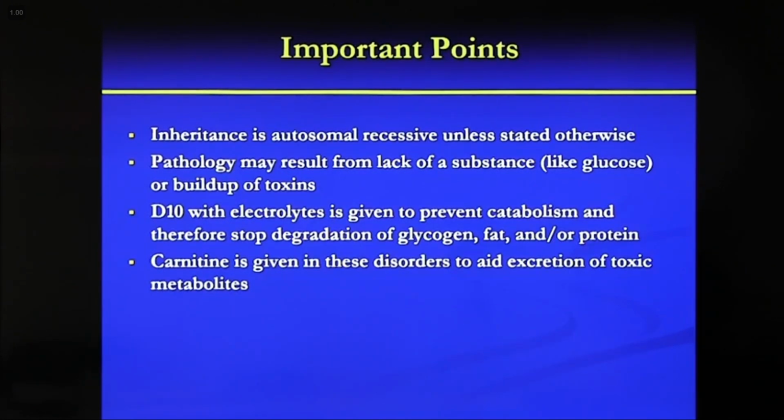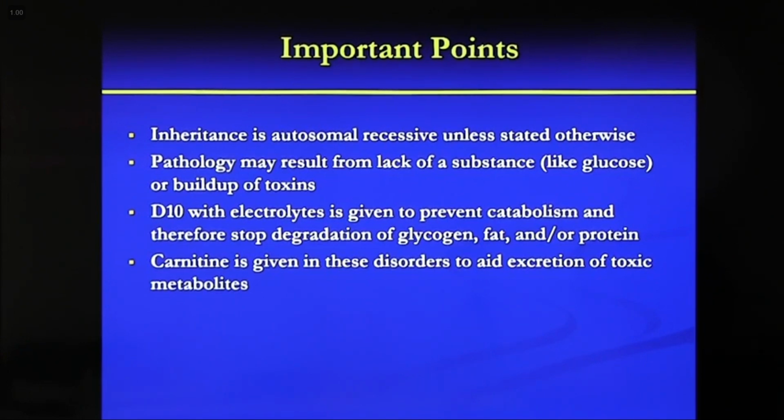Inheritance is important. Almost all inborn errors are either autosomal recessive or a few are X-linked. I will say later that X-linked disorders are important because they're easy to test and they happen to be a little bit more common. Pathology can result from a lack of a substance like glucose or the buildup of toxins. And if you think about that, it sometimes makes it easier to remember clinical symptoms.